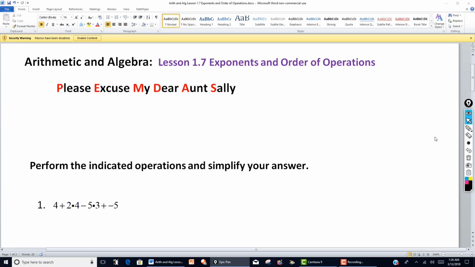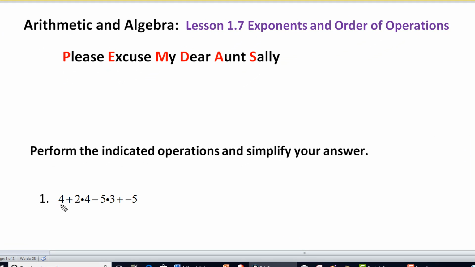So let's look at the first one. Perform the indicated operations and simplify your answer. So you look at this: 4 plus 2 times 4 minus 5 times 3 plus a negative 5. You don't want to say 4 plus 2 is 6 and then multiply by 4 to get 24. Now if it had parentheses on the 4 and the 2, then you can multiply it out.